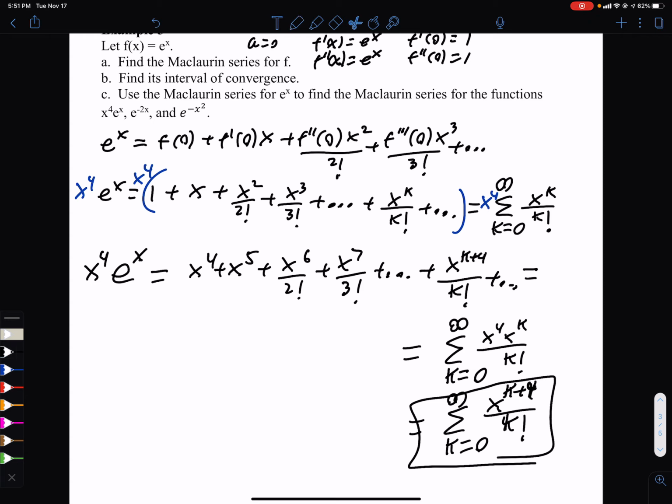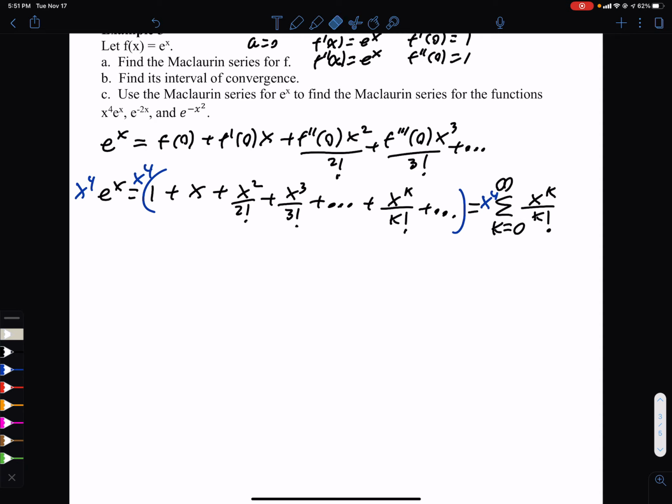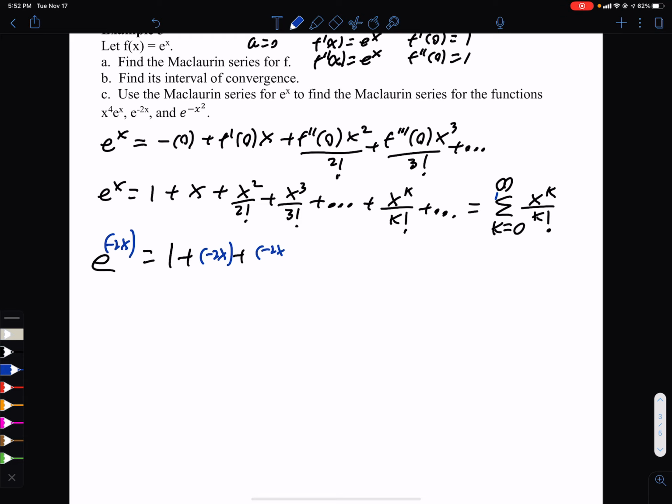Let me erase all of this. And I'm going to try doing the next one using the secrets that we have learned. So I want e to the negative 2x. So I want to replace x with negative 2x. Well, we learned that's a composition and we're allowed to do that. So I can replace x with minus 2x. And I do the same thing on the right side. Every x gets replaced with a minus 2x.